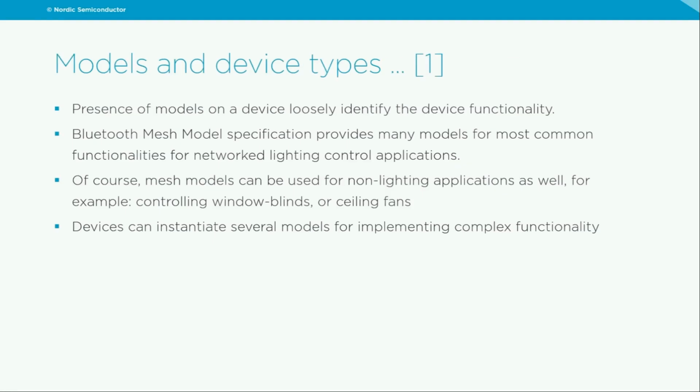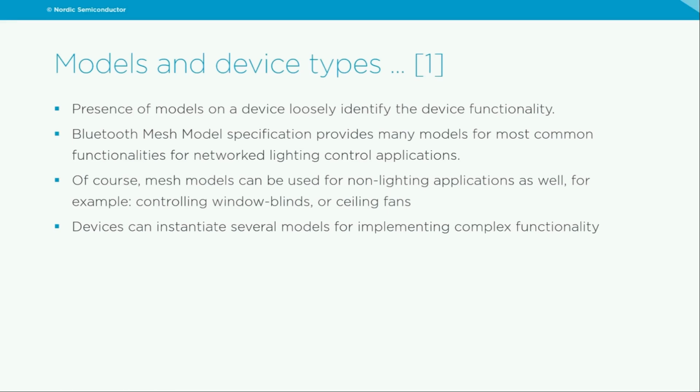Okay, how do you create different kinds of mesh devices? Well, the presence of models on a device loosely identifies the device functionality. The Bluetooth mesh model specification provides many models for most common functionalities for network lighting control applications. Of course, mesh models can be used for non-lighting applications as well, for example, controlling window blinds or ceiling fans. But we will concentrate on lighting applications.